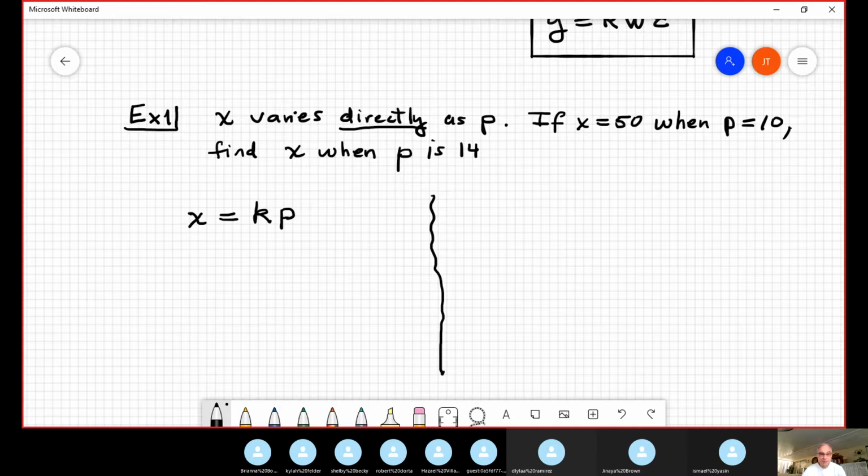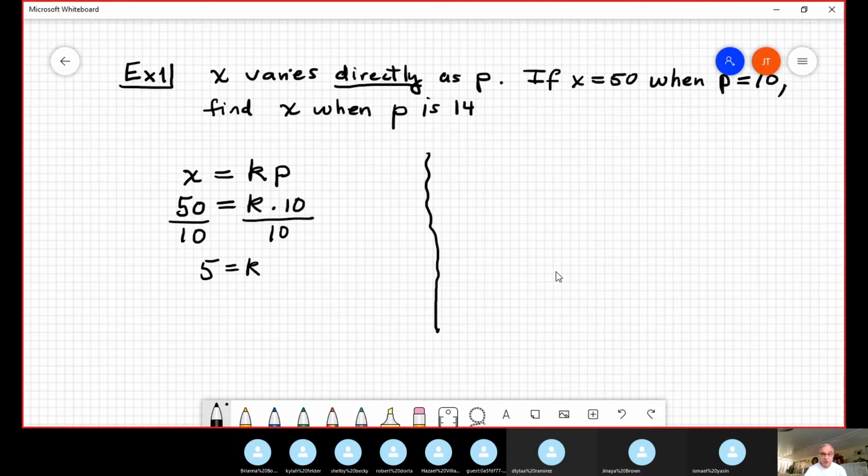Suppose que x is 50, substitution. K, I have no idea with that, and p is 10. So for k, divided by 10 both sides. 50 divided by 10 is 5. That's the constant, it is 5. The constant can stay in the relationship. So I come back to the beginning expression. I copy x equal, but I know who is k. K is 5. And this is my formula.